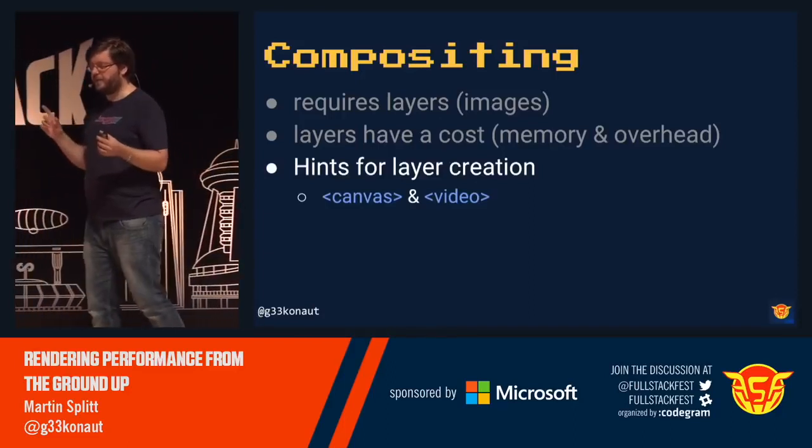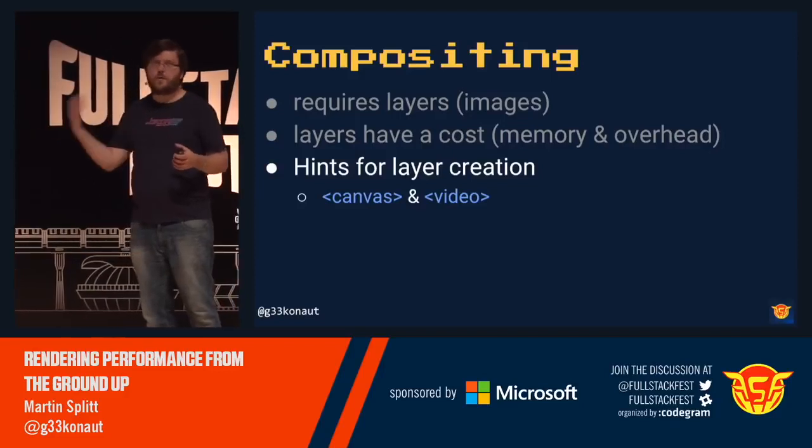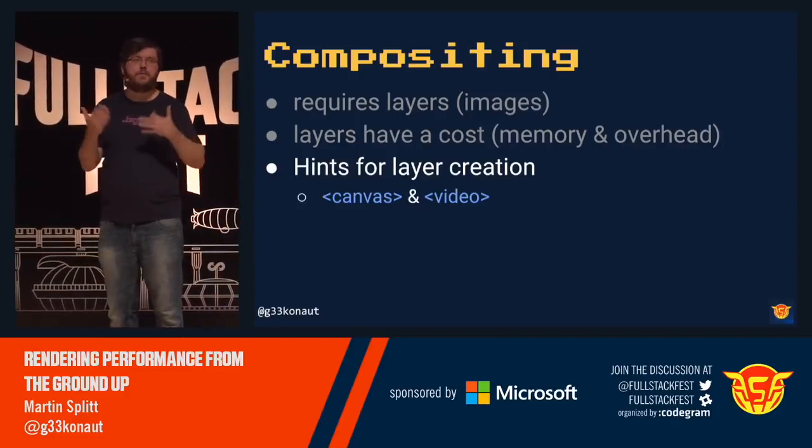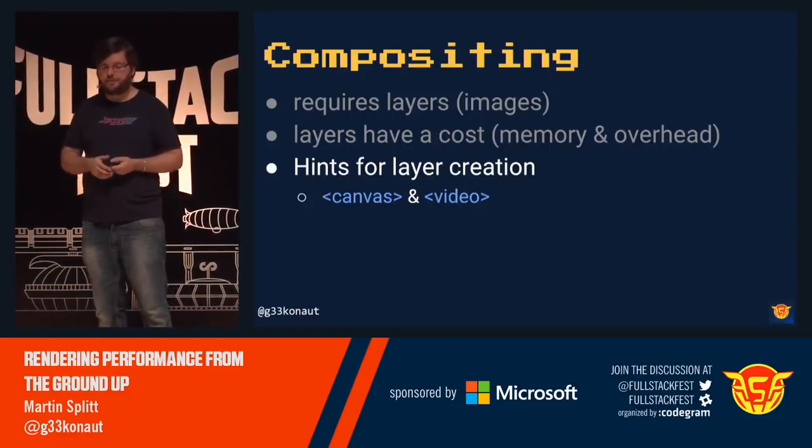And one of these hints is, if it's a canvas or video element, we are redrawing it all the time, so we're pretty much doing all sorts of things. And if we want to do anything with them, like moving them around, it makes sense to put them in a separate layer. So this creates a layer.